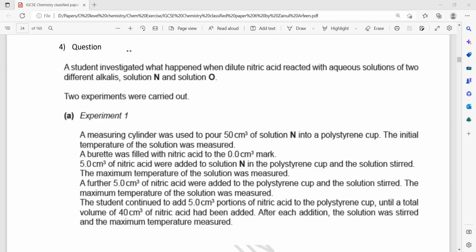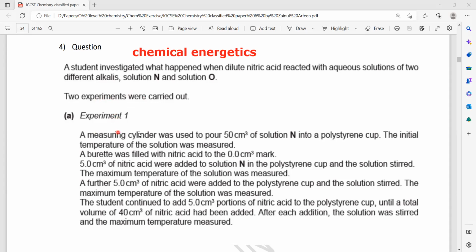So this one is question 4 from topic chemical energetics. A student investigated what happened when dilute nitric acid reacted with an aqueous solution of two different alkalis, solution N and solution O. So two different alkaline solutions are there. It means they might be two different chemical substances, or as I mentioned, two different alkalis. So there are two different compounds as well. So two experiments were carried out.